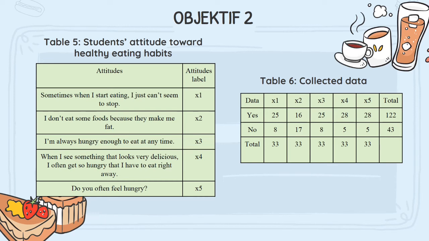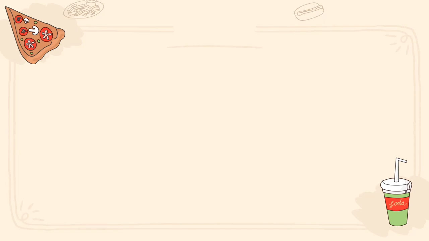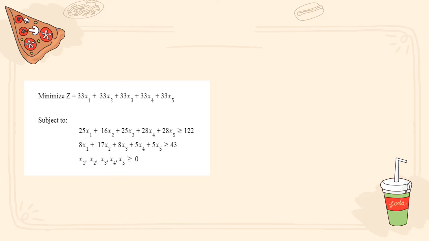X1 is yes for 25, no for 8; X2, 16 for yes, 17 for no; X3, 25 for yes and 8 for no; X4, 28 for yes, 5 for no; and X5, 28 for yes and 5 for no. So the total for yes is 122 and for no is 43. Thus, the following LP model comes from the information of the collected data. This minimization problem is solved using the simplex method. As usual, before solving this LP problem, we need to change it into the standard form.